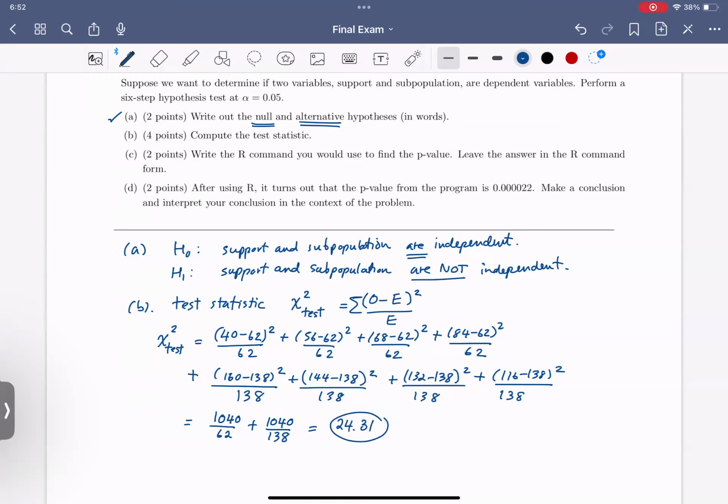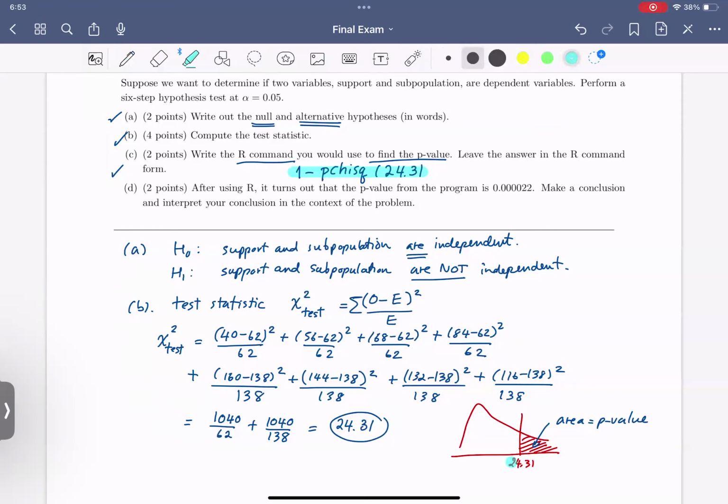All right, the last two questions. Question C: write the command you would use to find the p-value. If you have the chi-square test statistic here, 24.31, the p-value for the chi-square test is always on the right-hand side, as we agreed in class. To find that area, which equals the p-value, you're going to use 1 minus pchisq of 24.31, because that is the value of the chi-square test.